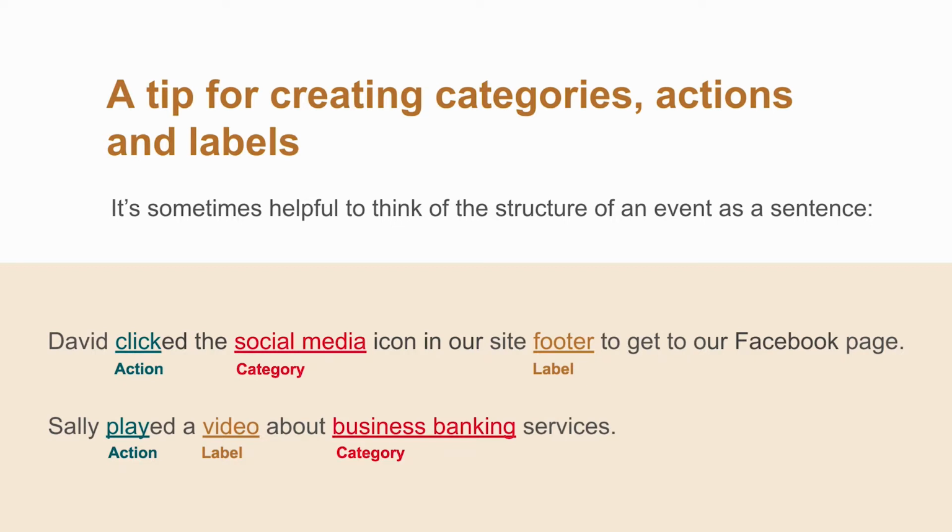So what this lets you do is say you also have social media links on your Contact Us page. That would change this slightly to say the category is still social media, the action is still click, then that label might be Contact Us. So you can start to see how you could group everything that people are doing with the social media icons or links, but from a different lens or from different parts of your site.